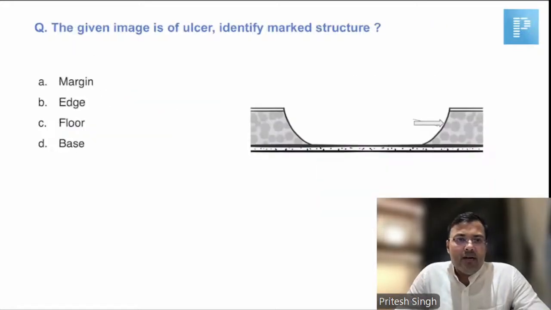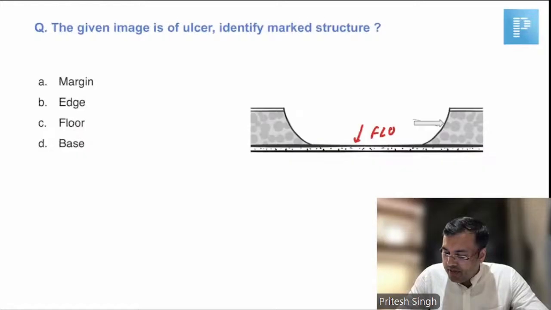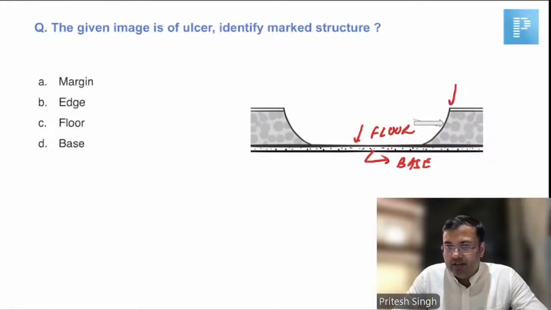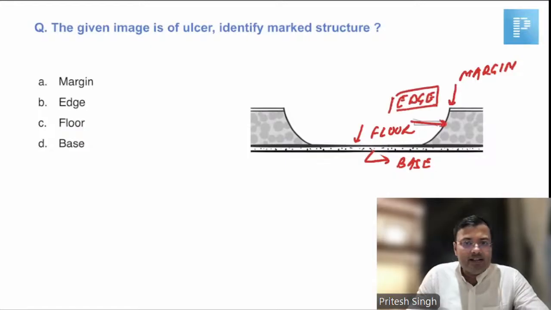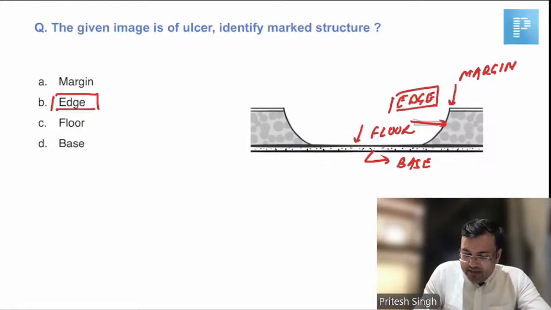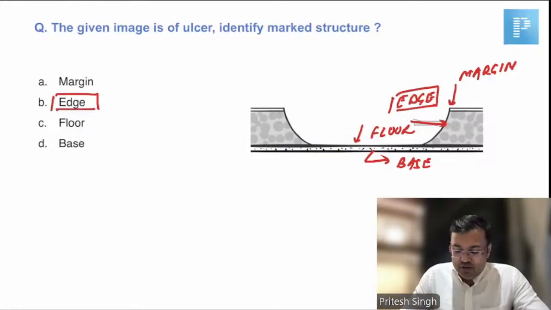Next, the given image is of an ulcer. Can you tell me what are the parts of an ulcer? The exposed surface is the floor, and the surface on which it rests is known as the base. This junction is known as the margin. And the area between margin and floor is known as the edge. Guys, you can see here, this is the edge. So what is the correct answer here? This is edge.